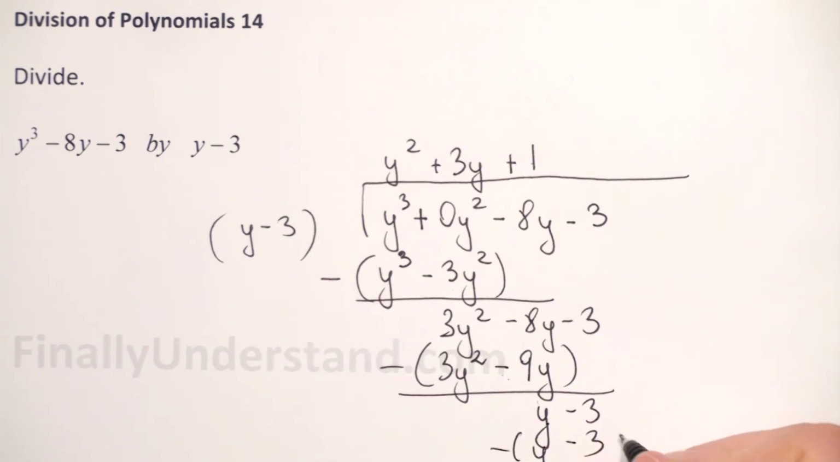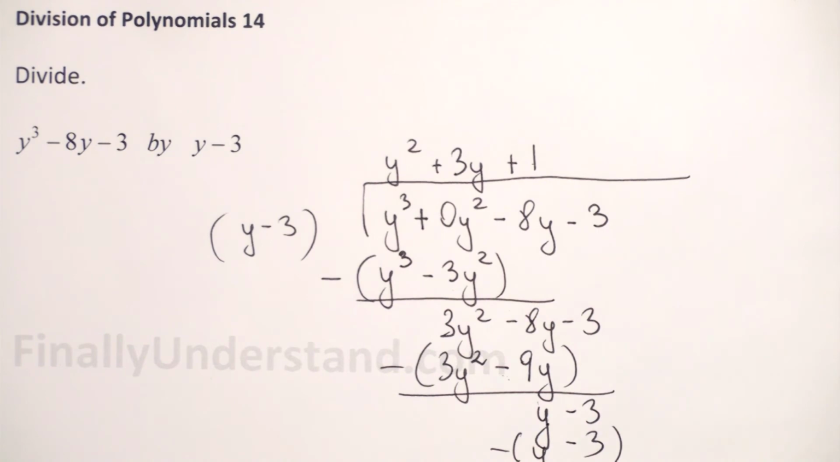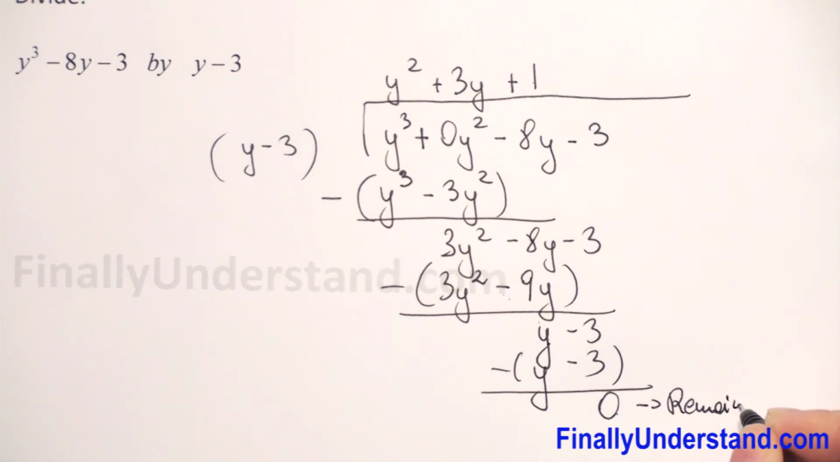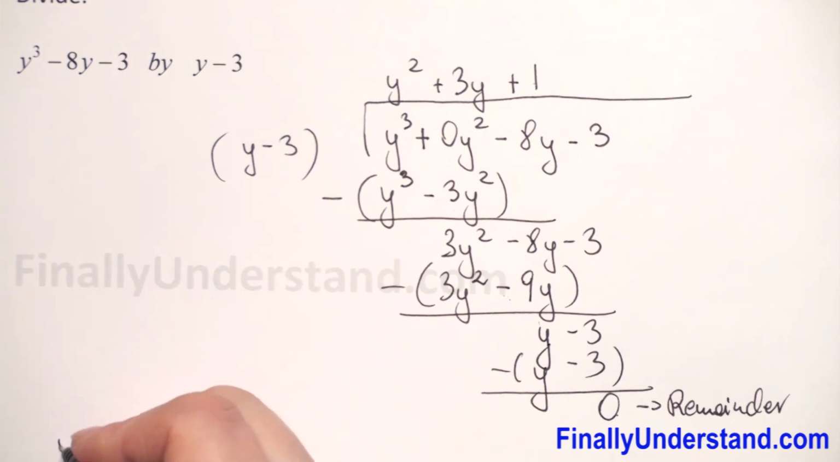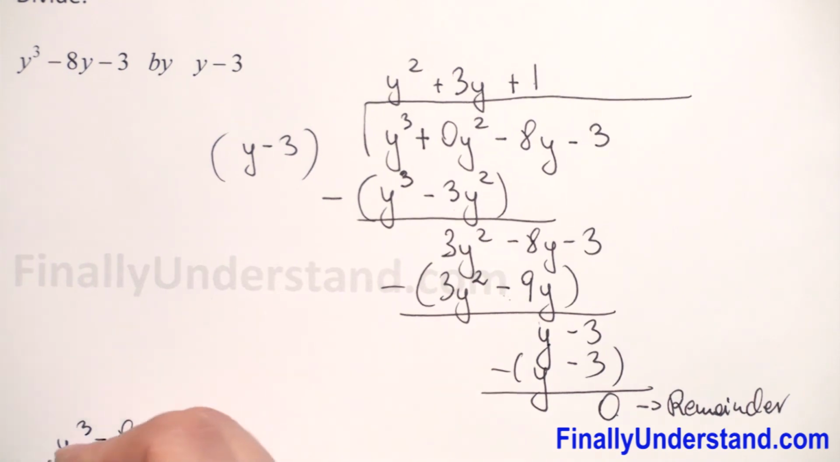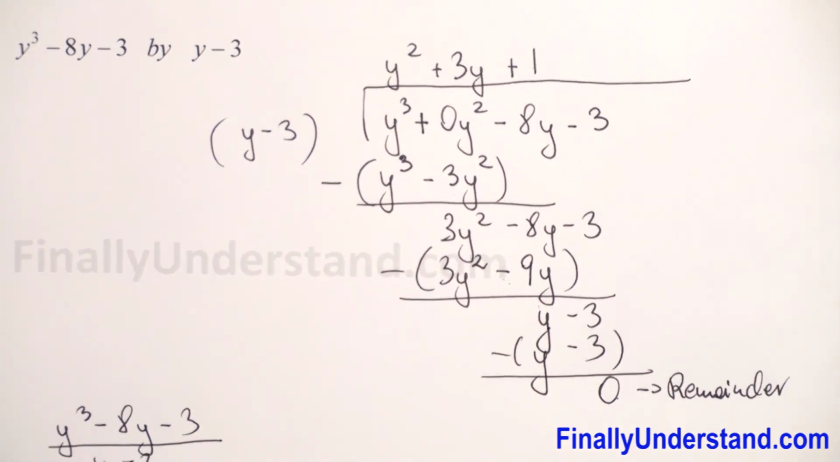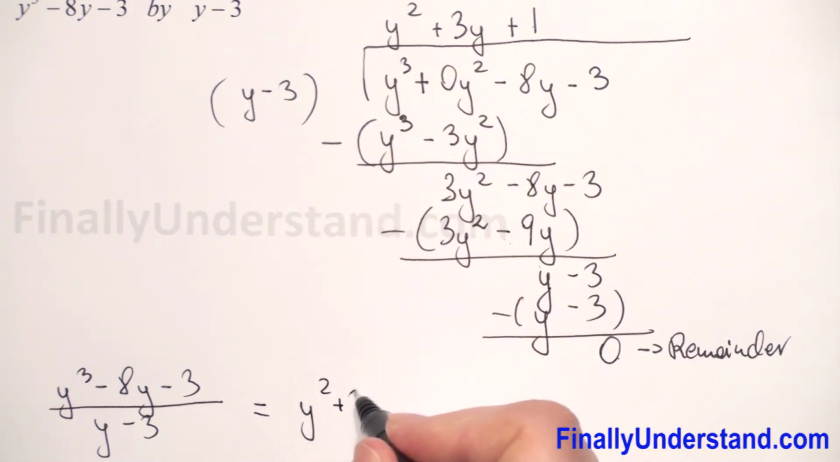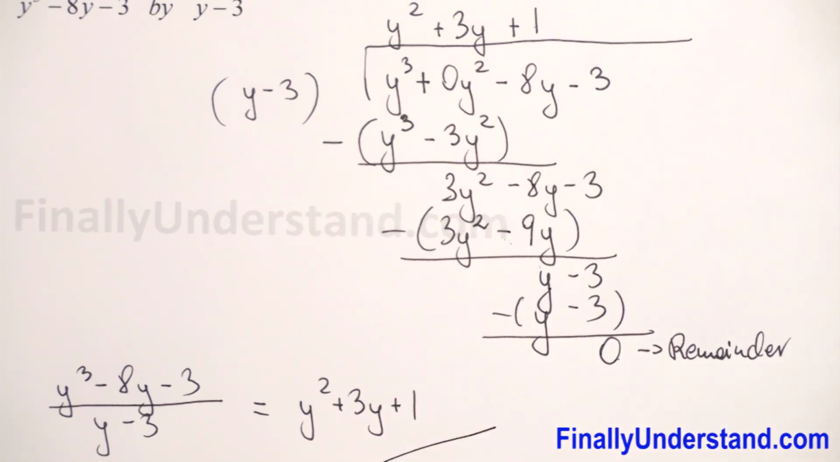Now we have to do subtraction. Y minus y is 0. Negative 3, and we have negative and negative, so it will be positive. Negative 3 plus 3 gives me 0. So our remainder is 0. So now we can rewrite our problem: y cubed minus 8y minus 3 divided by y minus 3 is equal to whatever we have on the top, y squared plus 3y plus 1. Remainder is 0, so we don't have to add anything. This is my solution.